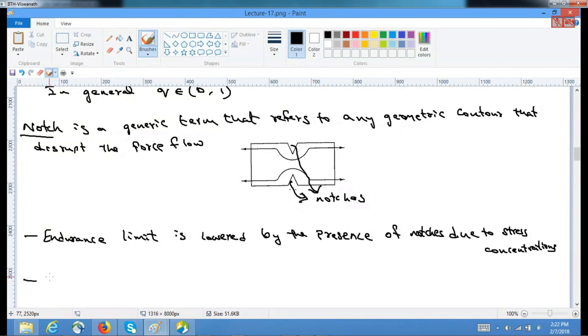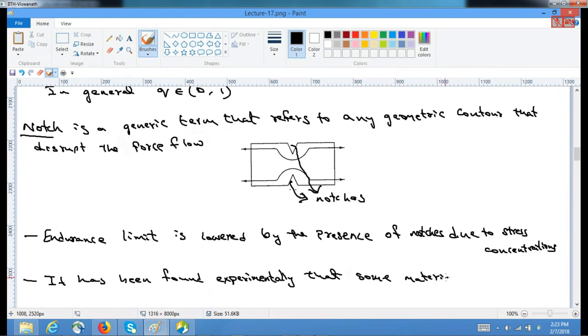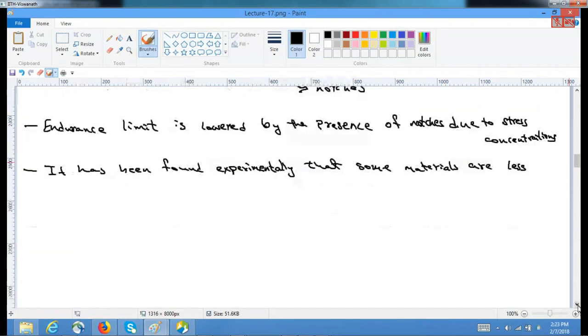Further, it has been found experimentally that some materials are less sensitive to stress risers in fatigue loading.